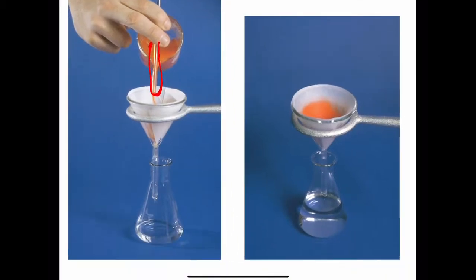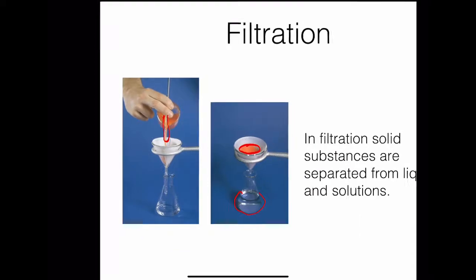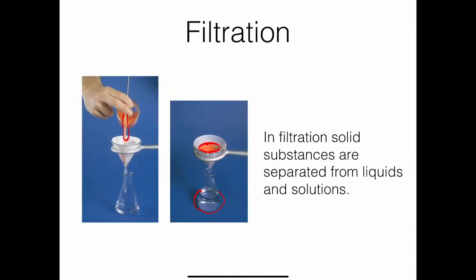So we can see that as the smaller particles of water or whatever solvent this might be are falling through the funnel down into this flask, the orange particles that are a little bit larger are caught behind in the filter paper. So this separates based on size. The larger particles are held behind, the liquid falls through. You've also seen filtration, I'm sure, used in tea bags or coffee filters. Smaller particles move through, larger particles are held behind.